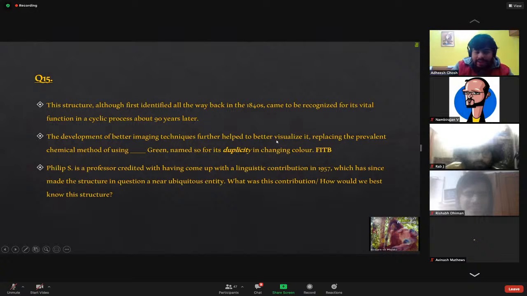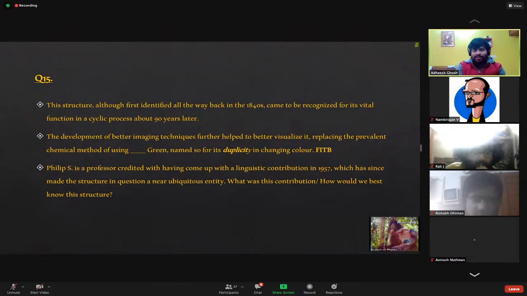The second part is Philip S. is a professor credited with having come up with a linguistic contribution in 1957, which has since made this structure in question a near ubiquitous entity. So all of us know this structure. I doubt even a single person here does not. So I simply need you to tell me what this linguistic contribution was which involved this structure, or how would we best know this structure?